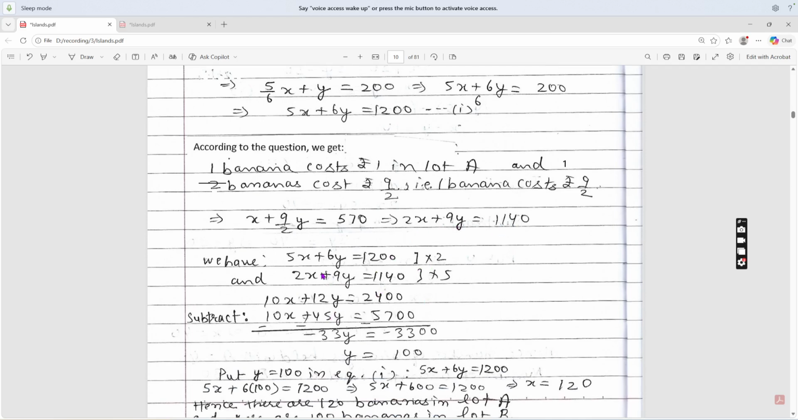Okay, now we are going to copy paste. 5x plus 6y is equal to 1200. 2x plus 9y is equal to 1140. Now just see, the coefficients of x are both different, and there is no common factor, so we can just cross multiply. 2 would be there and 5 would be there.